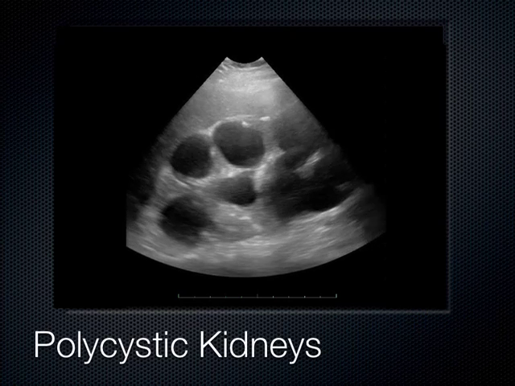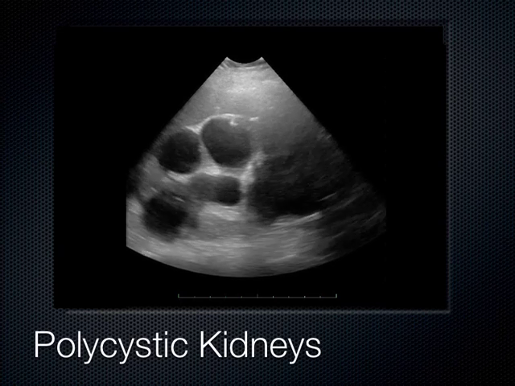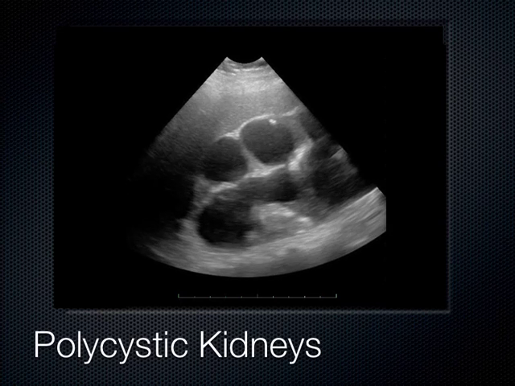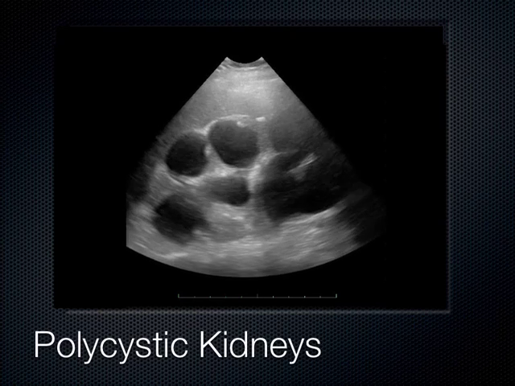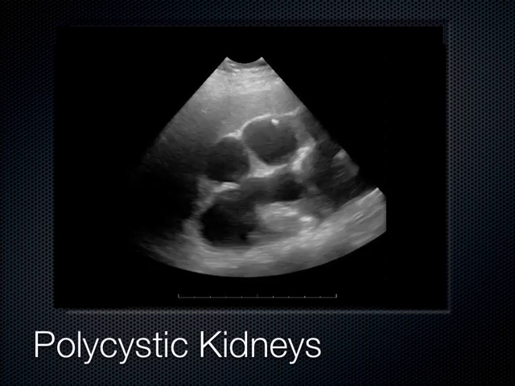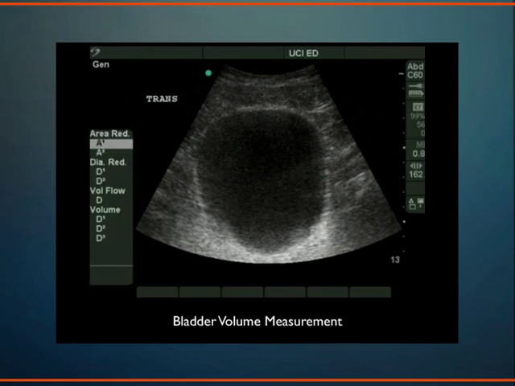Okay, now let's say that the kidneys are functioning normally. They're pumping the urine down into the bladder, and you want to know how much urine is in the bladder. Well, we can measure that on ultrasound. We can look at a bladder in 2 dimensions and measure the 3 dimensions of it, and then we can get an estimation of the bladder volume that way.